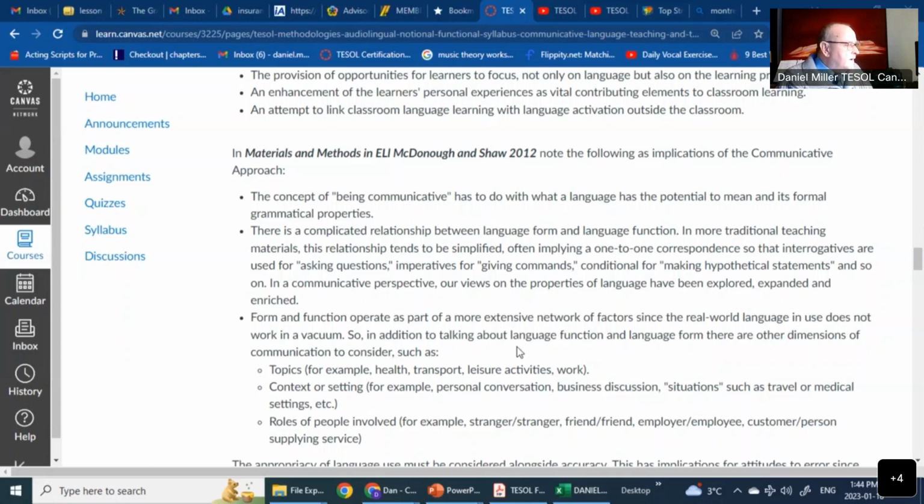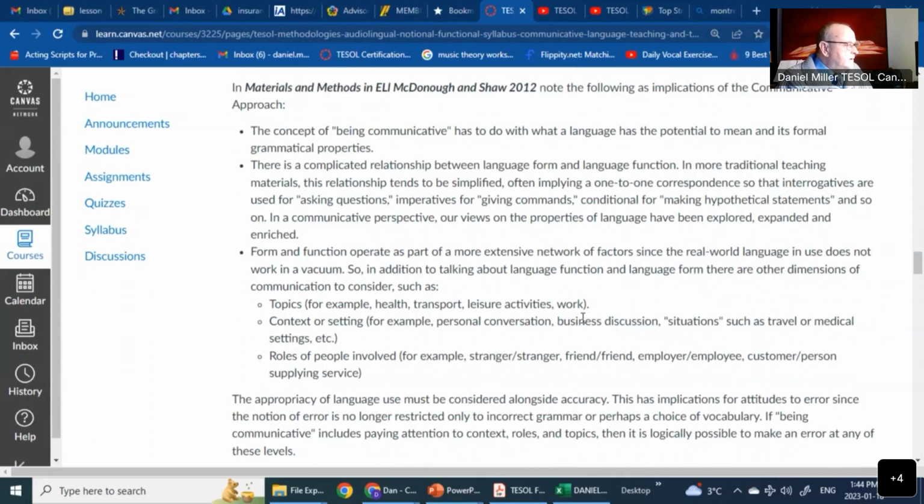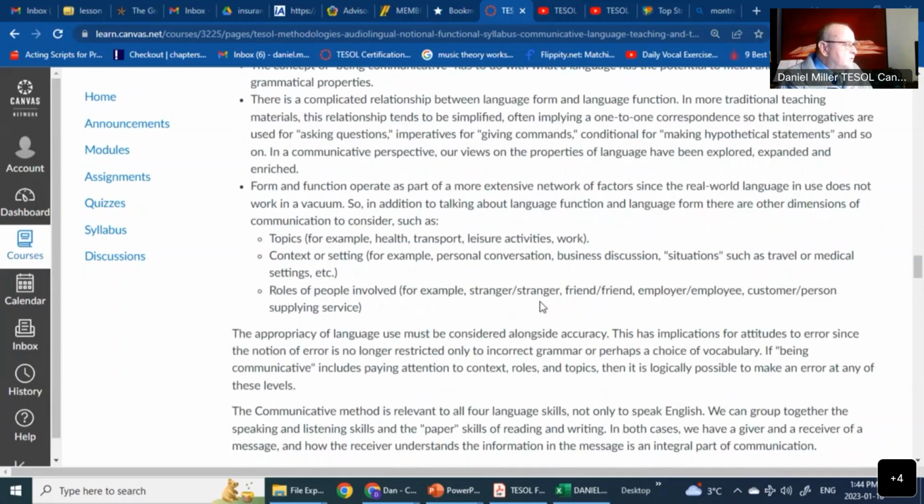So in addition to talking about language function and language form, there are other dimensions of communication to consider, such as topics, for example, health, transport, leisure activities, work; the context or setting, for example, personal conversation, business discussion, situations such as travel or medical settings, etc. The roles of people involved, for example, a stranger talking to a stranger, a friend talking to a friend, an employer talking to an employee, a customer or a person supplying goods.